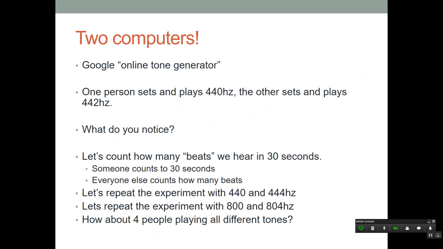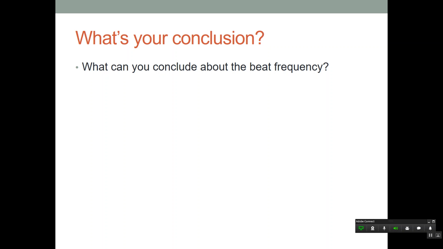So this is the activity we just did. I think we got what we needed from this. And we figured out that the beat frequency, we're going to call this f_B, is equal to the difference between the two frequencies, f1 minus f2, or f2 minus f1. It doesn't matter. It's the difference between the two. You can put an absolute value sign around them if you want, because if it's 404 and 400 versus 400 and 404, it's still going to give you the same beat frequency.